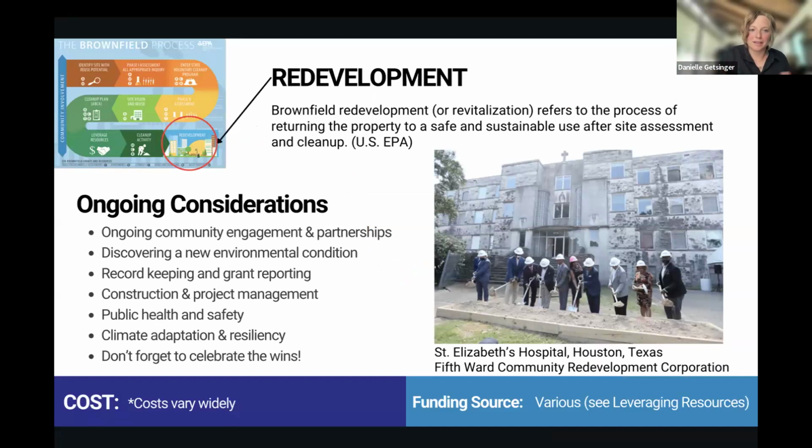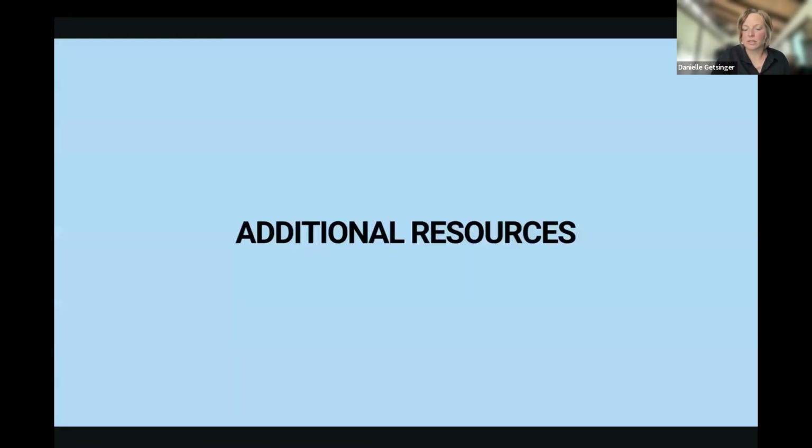So ongoing considerations, just a reminder to keep the community engaged through that process. And then you always have a potential of discovering a new environmental condition as you go. And there's ways of mitigating that. There's environmental insurance, there's escrow, etc. Keep really good records. And don't forget to celebrate. Once you get to this point, there's a whole lot to celebrate, but the little wins are going to get you through that crazy process to the celebration time.